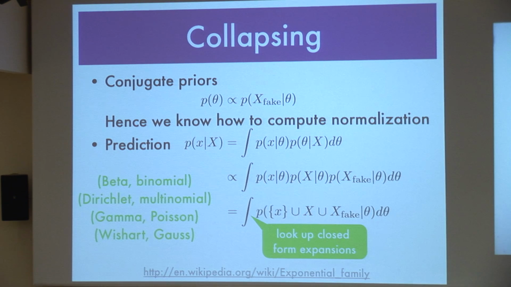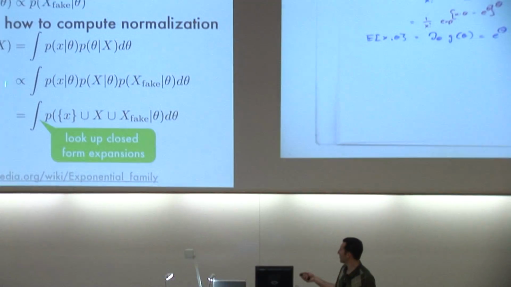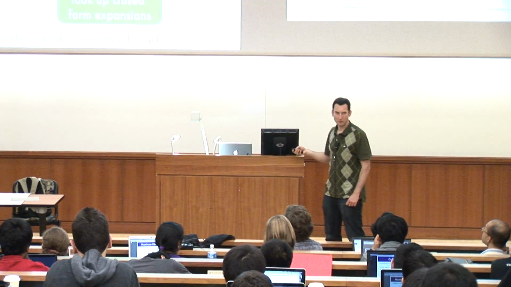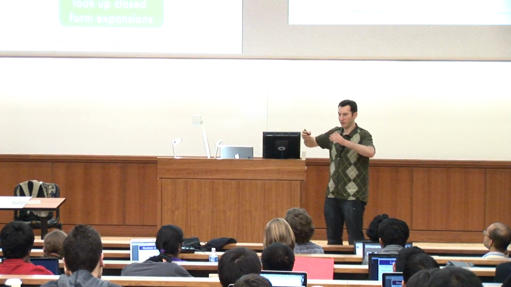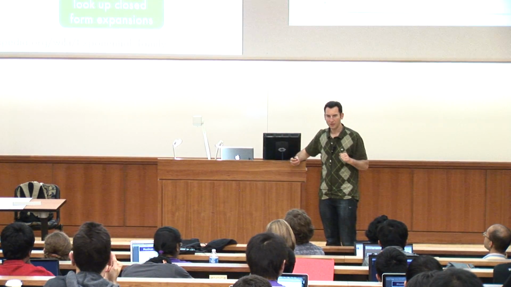So if you have questions about it, now's a good time to ask and to wake up. Any questions? Yeah? Pardon? Why is it called collapsing? It's called collapsing because I'm integrating out the unobserved parameter. So you basically remove one parameter from your joint distribution.